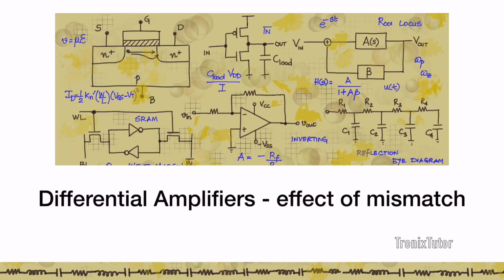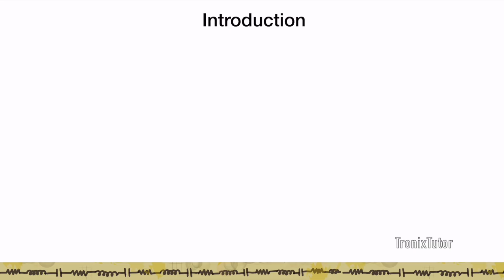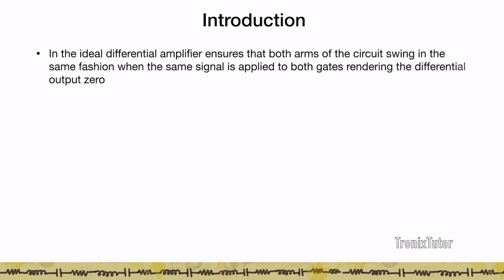Hello, in this video, let's look at the effect of mismatch on differential amplifiers. So in an ideal differential amplifier, as we've seen, both arms of the circuit are essentially identical to each other, which means that when the same voltage or the same signal is applied to the gate of the differential pair, both arms of the circuit swing in the same fashion.